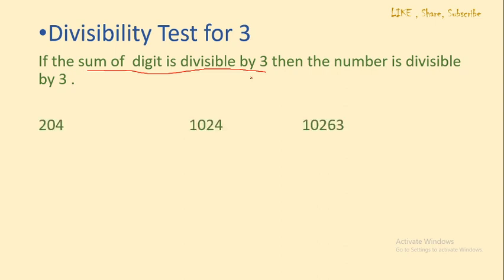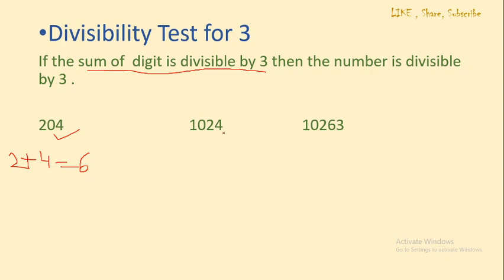So let us see. 204. For 204, you have to add these 3 digits. 2 plus 0 is 2, and 2 plus 4 is 6, and surely 6 is divisible by 3, and so 204 is divisible by 3.